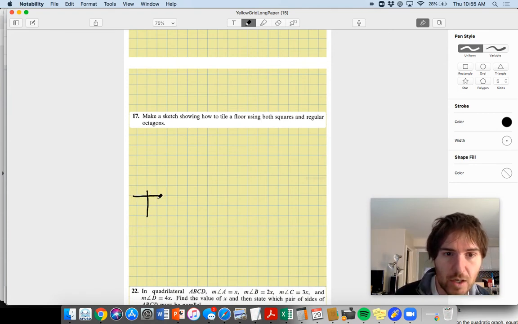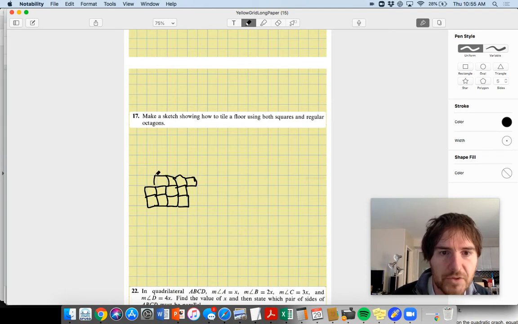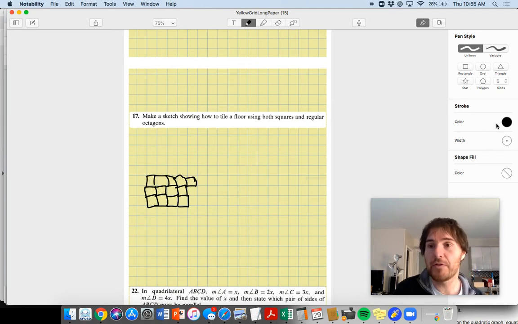Why does this work? Why are we allowed to have a square here, and another square here, and then another square here, and then another square here? So we're allowed to fill up all the space, okay? We can tile this using squares only, and we can just keep going with squares, and we filled up all the space, okay?